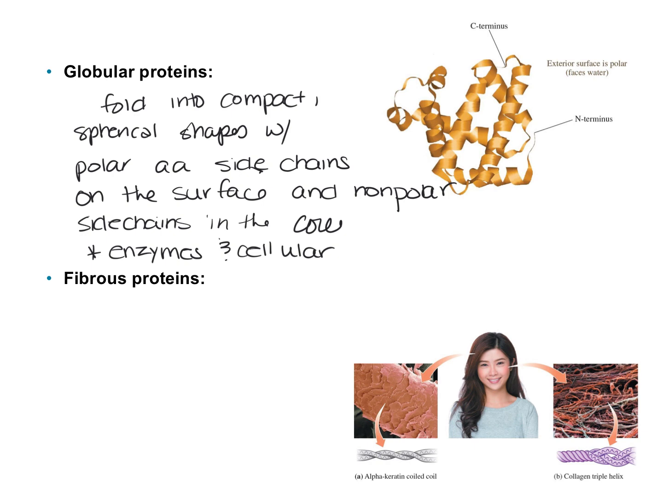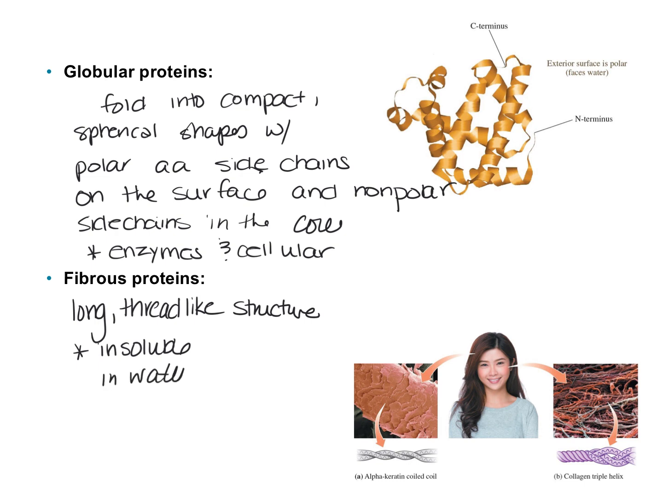And a lot of the cellular proteins are also globular. Then we can also have fibrous proteins, and these have a long thread-like structure. Okay, and we have aligned helices here, and they form these really long, durable structures, and these tend to be insoluble in water, while most of your globular proteins tend to be soluble. So, for example, hair is a really good example of a fibrous protein.